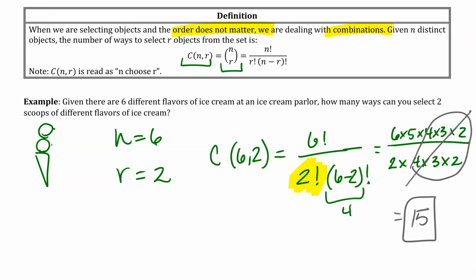So there are 15 different ways that if you are at an ice cream parlor with 6 flavors and you want to put 2 on your ice cream cone, you can do that in 15 ways. Not thinking about which one's on top and bottom, because if you cared about which one was on top and bottom, guess what? There would be more ways to do that, right? So there are fewer combinations than there are permutations, because we don't care which one's on top and which one's on bottom.